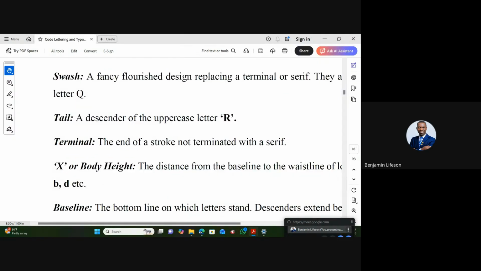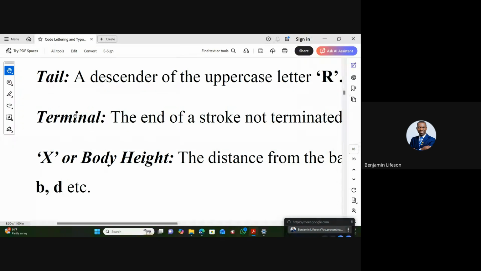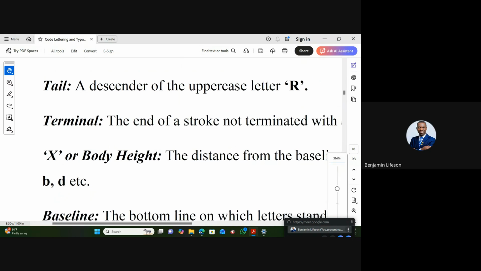The terminal is the end of a stroke, not terminated with serifs. So we know serifs. Before the serifs come, the end part is what is known as the terminal. Like this part, you can see the serifs at this side and the serifs at the other side. So we call it terminal.